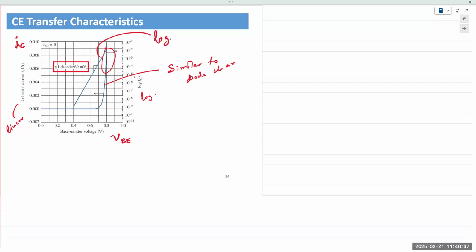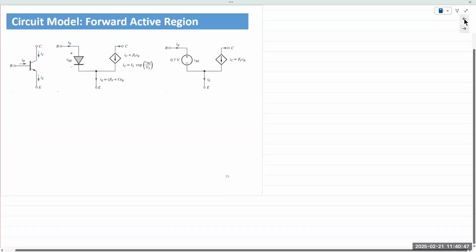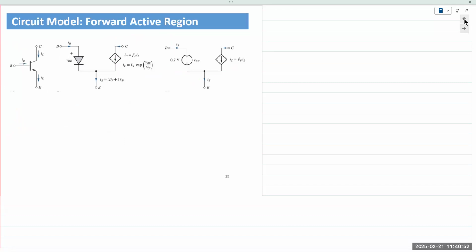All right, does that answer all questions for now? Okay. So that was the transfer characteristic. And let's look at the circuit model in the forward active region. This is where we'll spend most of our time. The next two examples are also related to the forward active mode. So here is VBE on the input side, and here is VCE on the output side.